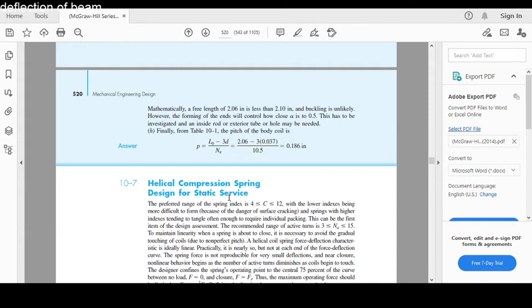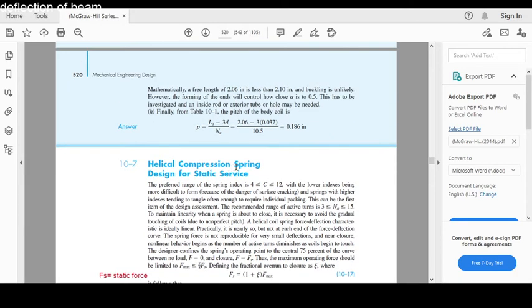L naught is the free length minus 3D, where D is the wire diameter over NA. So you can get pitch is 0.186 inch. That's how you solve the equation. You have to practice this equation. You have to practice this question. Just follow the numbers until you understand. Okay.